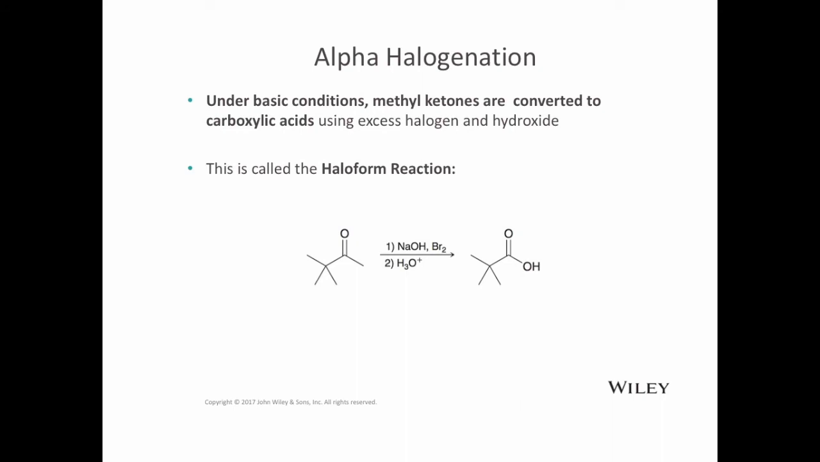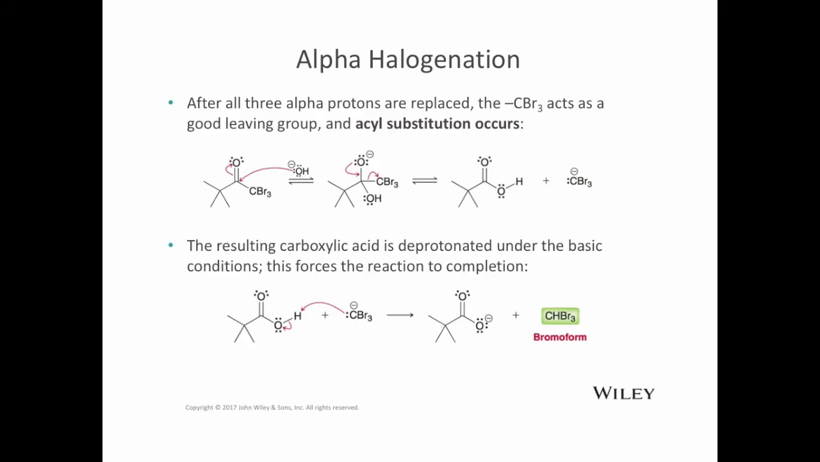So in the haloform, if you have a methyl ketone, so on one side you have a methyl group, you can convert that into a carboxylic acid. And this is going to proceed through multiple halogenations. So you essentially halogenate 3 times. So now you end up with 3 bromines on that carbon. Now this whole thing is now a good leaving group.